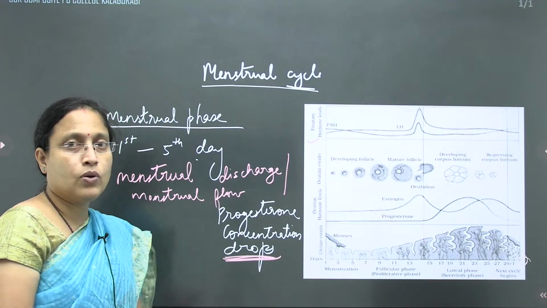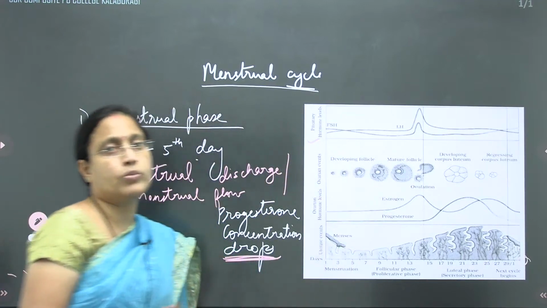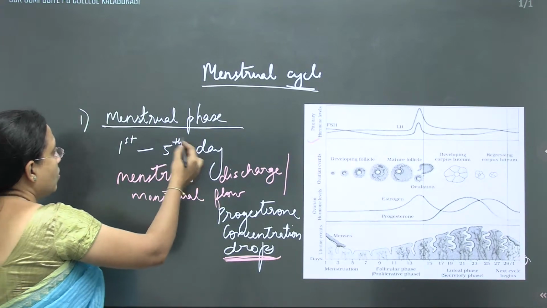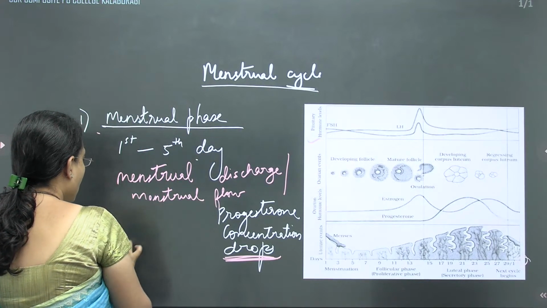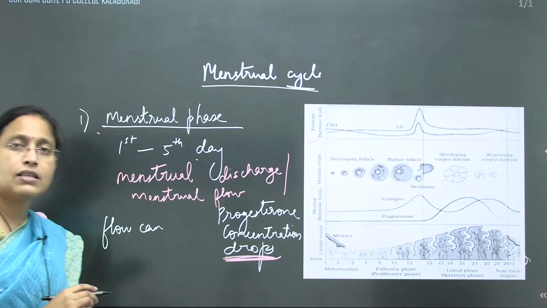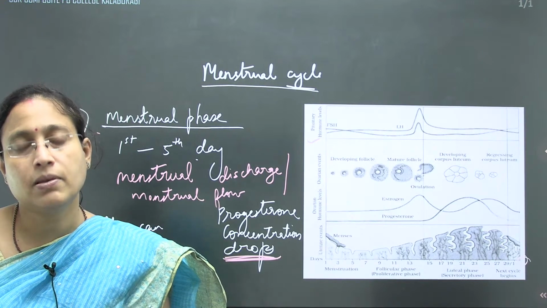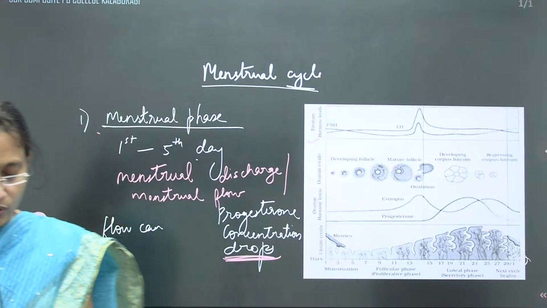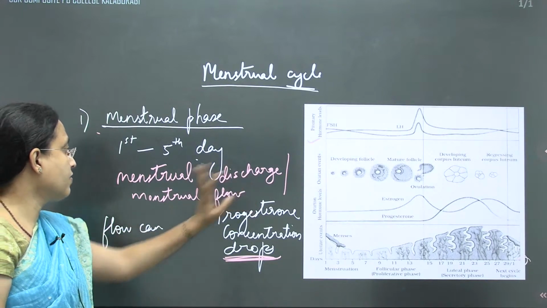Then how many days is the flow? The average length of this phase... the discharge can last for how many days? As already told, the 1st to 5th day is the span of this phase. The flow can last 3 days for some, 4 days for some, or 5 days for some. So here this was about menstruation, or discharge, which will occur here.